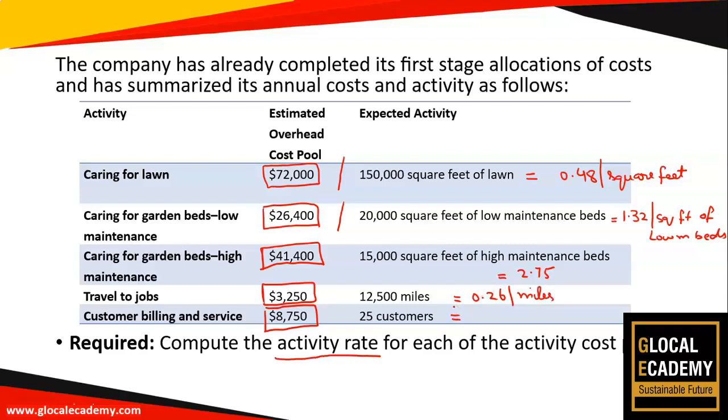And if I divide 8,750 by 25, I get 350 per customer, because the activity measure is mentioned in customers. The rest of the activity measures were mentioned in square feet. So these are the 5 activity rates we computed. This is fairly simple and straightforward. Divide the total of the activity cost pool by the total of the activity measure if you want to calculate the activity rate.